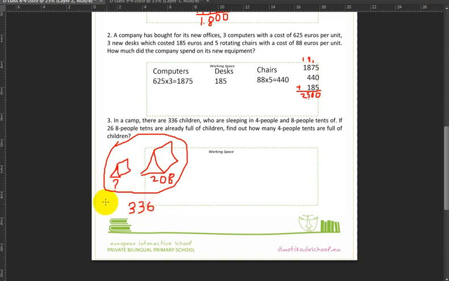So to find this number, the number of people sleeping in the small tents, I need to find the difference between these two numbers, because the difference between the total number of people and the people sleeping in the big tents is going to give me the amount of people sleeping in the small tents. So I need to find the difference between these two numbers. Difference meaning, of course, subtraction. So I need to do 336 minus 208. Now let's do that subtraction real quick.